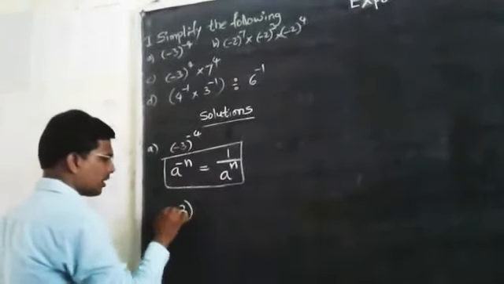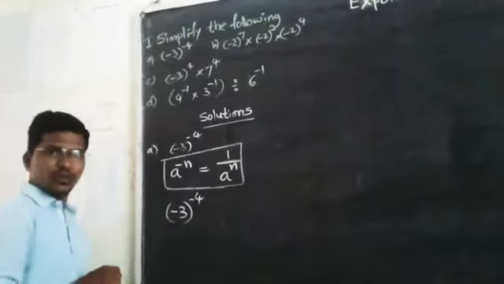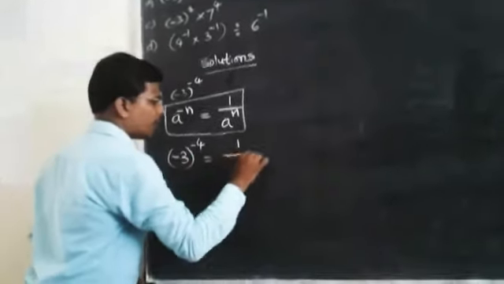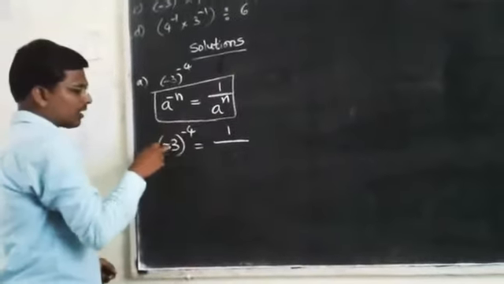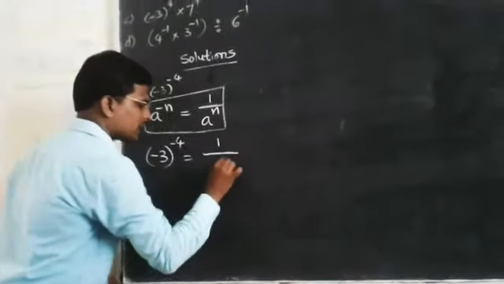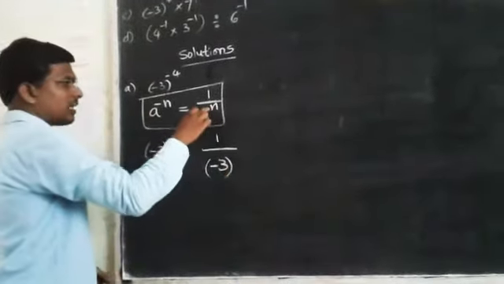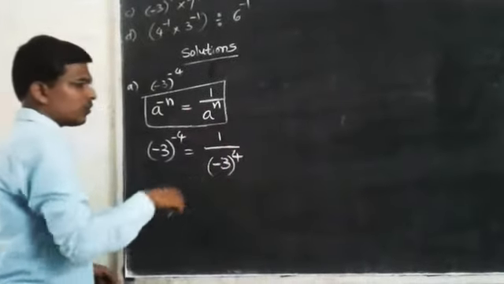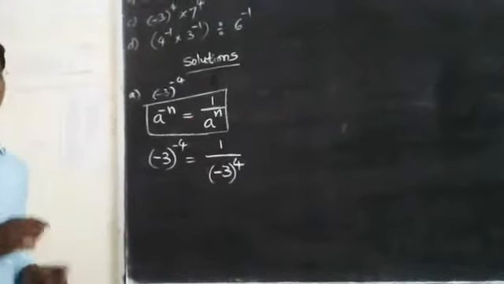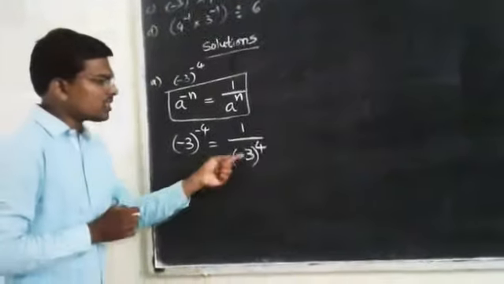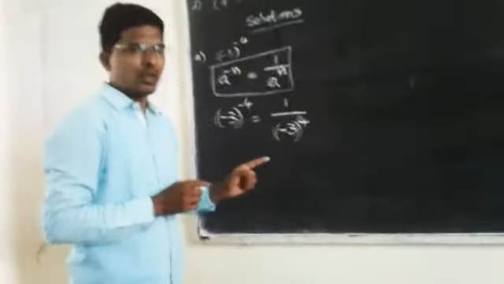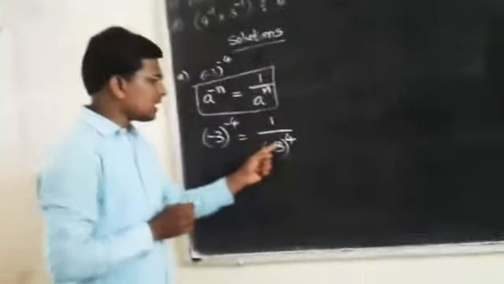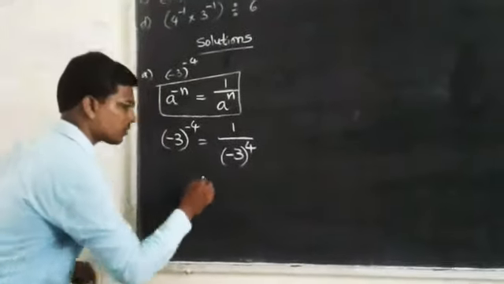So (-3) to the power of -4 is equal to 1 by, what is the a value here? The a value is minus 3. And the n value is positive, so just write positive. No need to write the negative sign, minus. Just write the positive sign only. So 1 by (-3) to the power of 4.